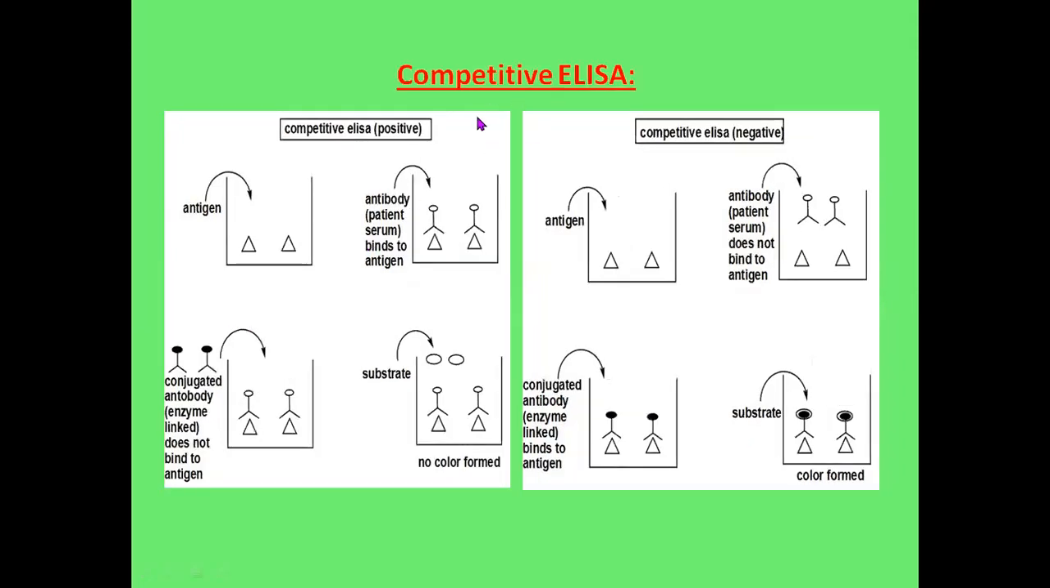Competitive ELISA. In this case, it is slightly different from sandwiched ELISA and indirect ELISA. In sandwiched ELISA and in indirect ELISA, color formation is positive and no color formation is negative. But in case of competitive, no color formation is positive, and if any color is formed, that will be negative. Why? I will explain here.